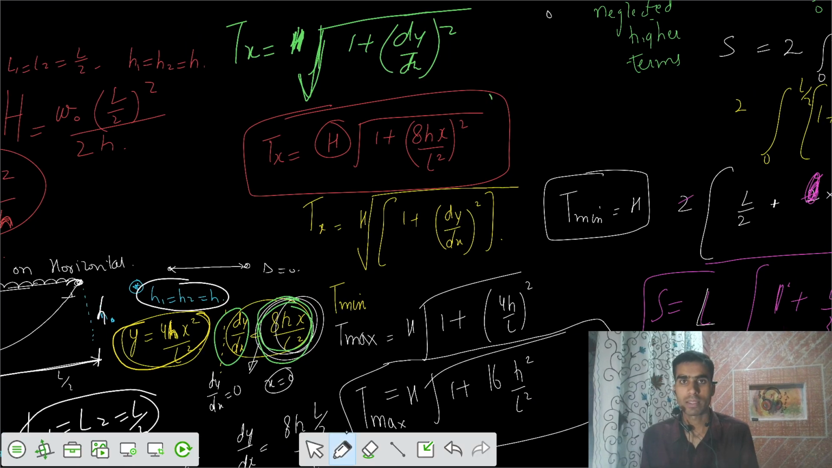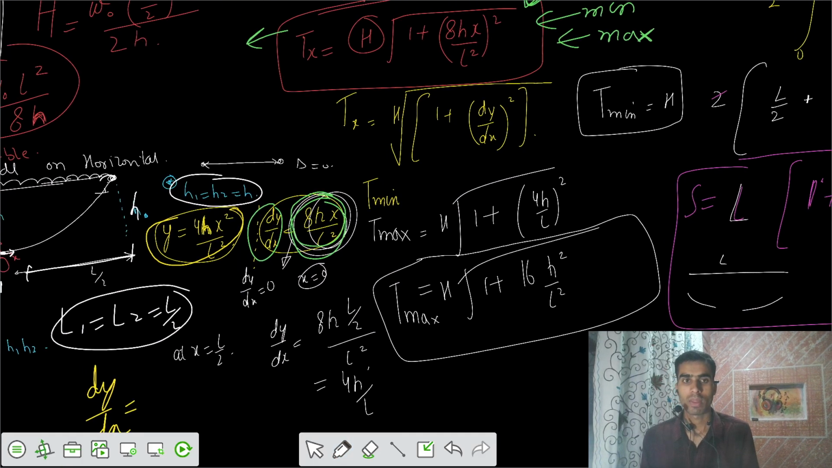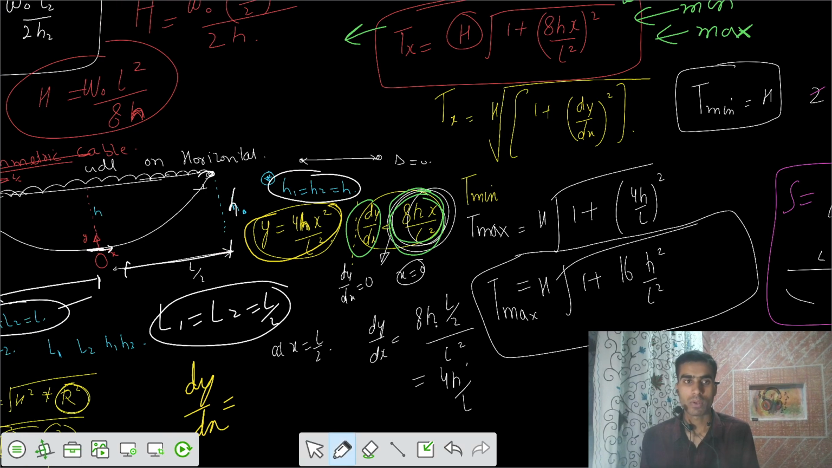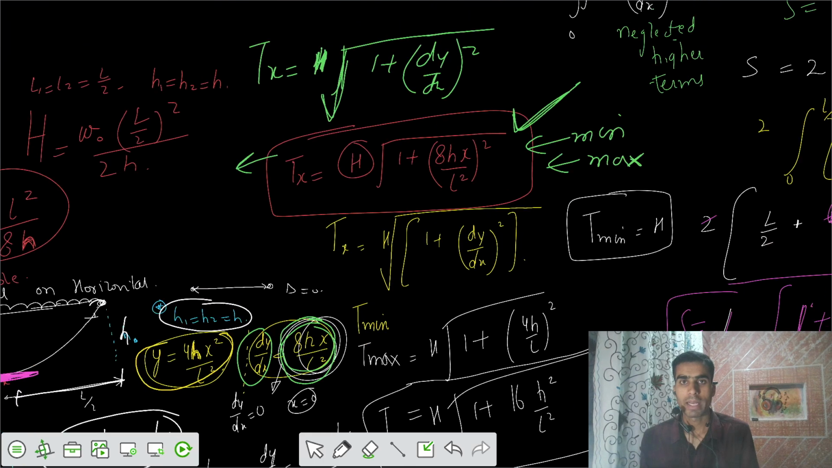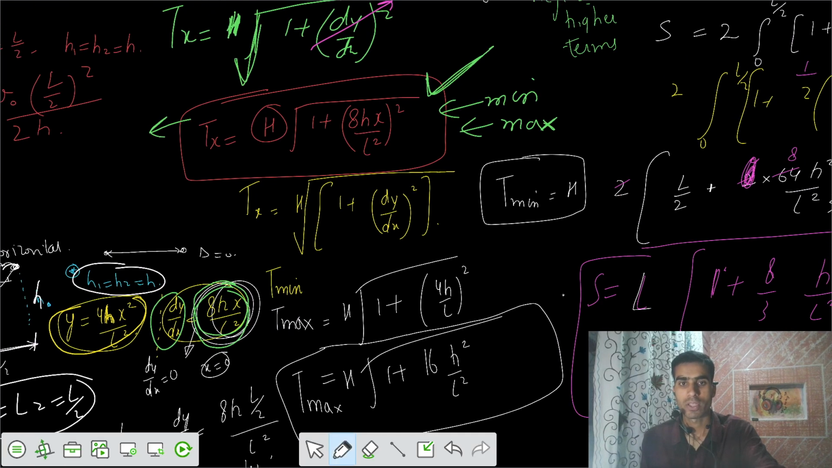So if I write this as the standard equation of tension at any x, then to find where it is minimum and where it is maximum, I have to substitute the limits. Let's apply those limits from the origin. At this point your slope is 0. If the slope is 0, that means dy by dx in this equation is 0, so Tx would be equal to h itself. So T minimum would be equal to h.